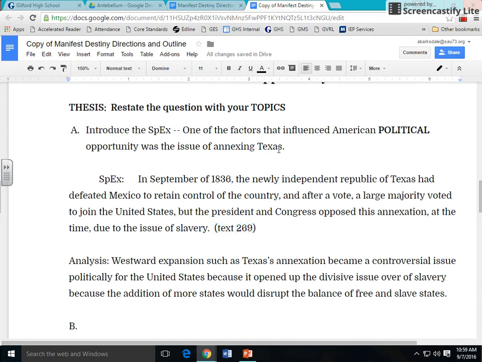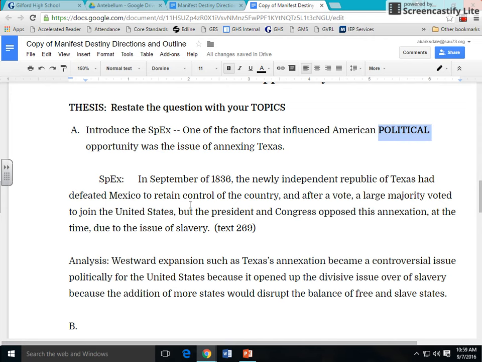Then the next step that I'm going to do is I need to introduce not only the topic I'm talking about, but also the type of opportunity I'm talking about. So you're going to notice up here, this is an introduction to your specs. An A statement is called a supporting detail, and its purpose is to transition from idea to idea and to introduce your specific example. So the sentence that I created is, one of the factors that influenced American political opportunity was the issue of annexing Texas.